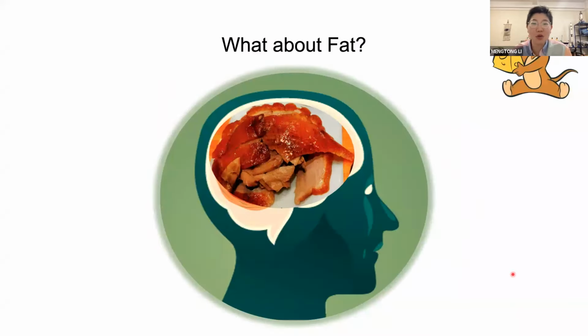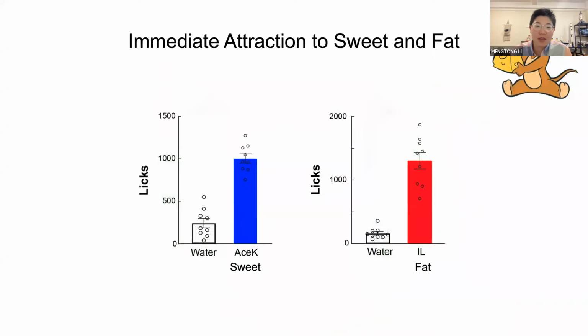Fat is another indispensable nutrient. When the mouse is given a short access to choose between water and artificial sweetener, sweet, of course, is very attractive to mice. They drink a lot of artificial sweetener. And then we do the same thing with fat. Here we use intralipid, a very commonly used fat emulsion. Mice innately lick a lot from the bottle containing fat. This immediate attraction to sweet and fat is mediated by the tongue.